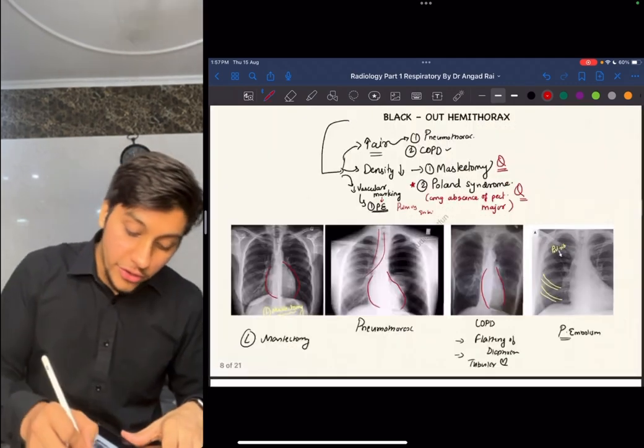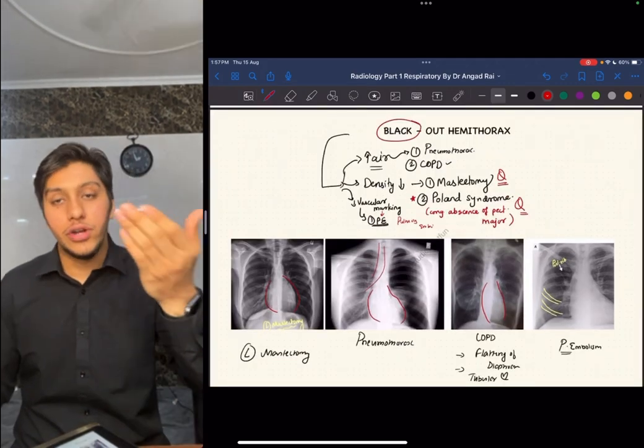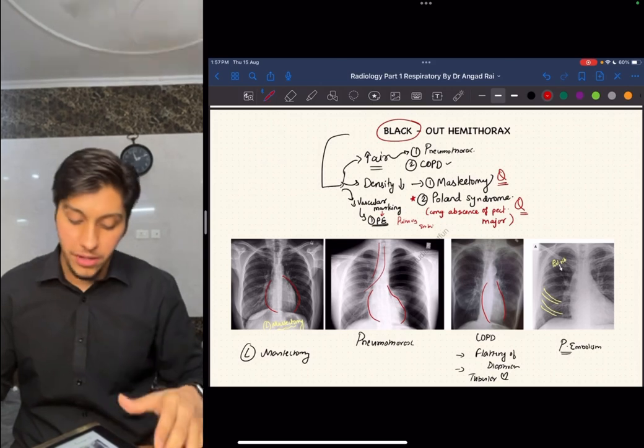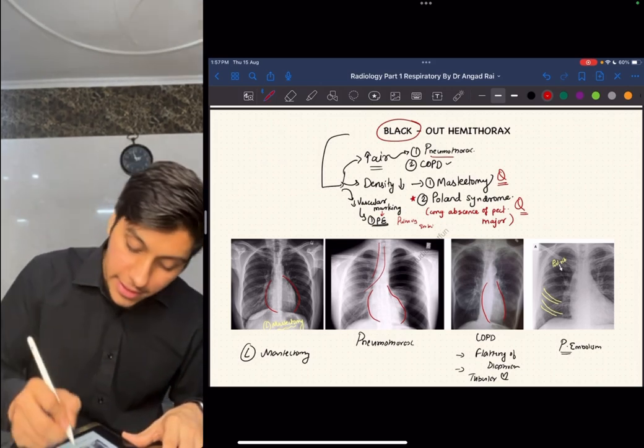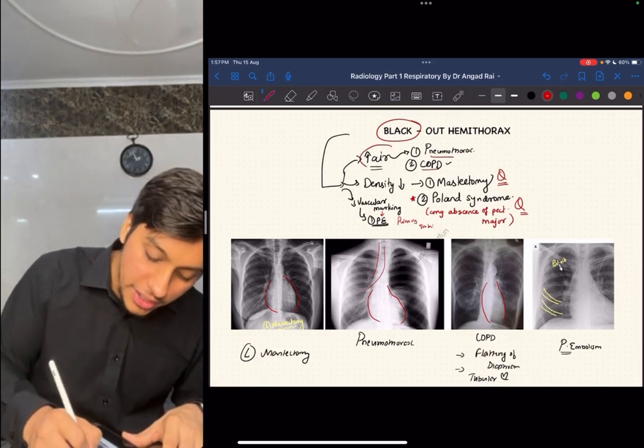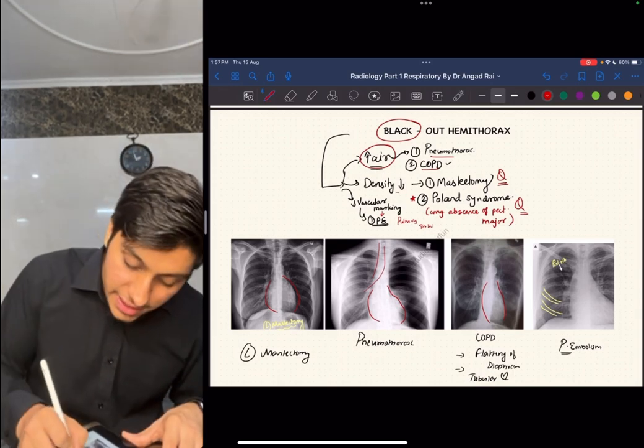Then we'll talk about where you see black lungs, which we will discuss in more detail, with examples. First of all, it is pneumothorax, which we already discussed. COPD also, that is all related to an increase in air, whenever there is a decrease in density.